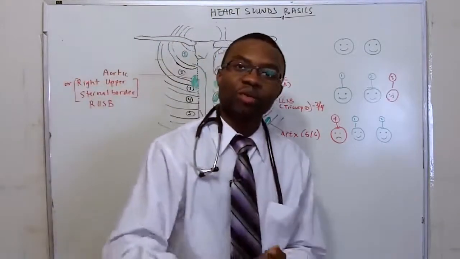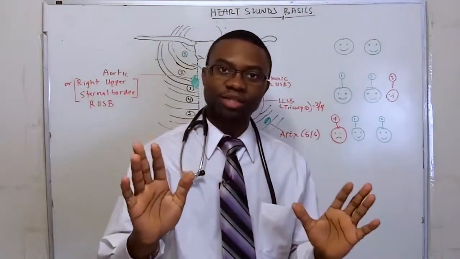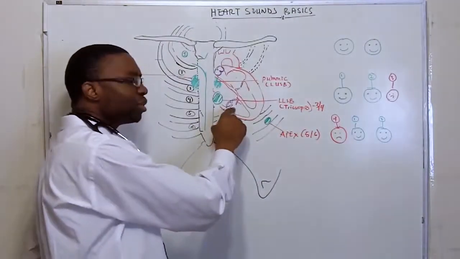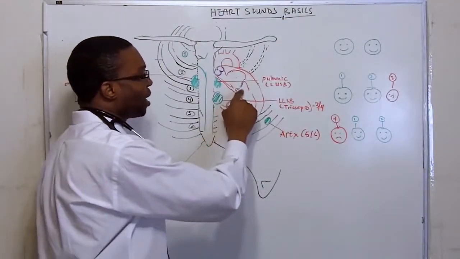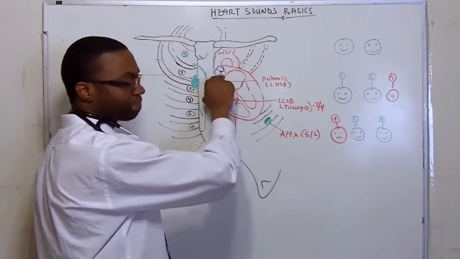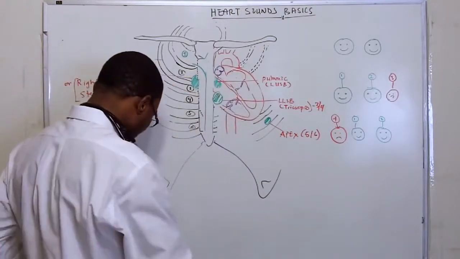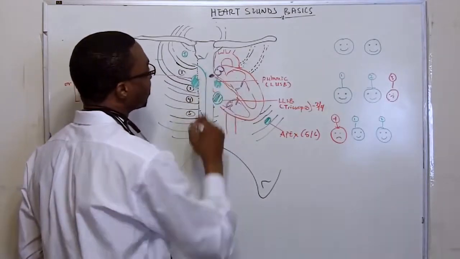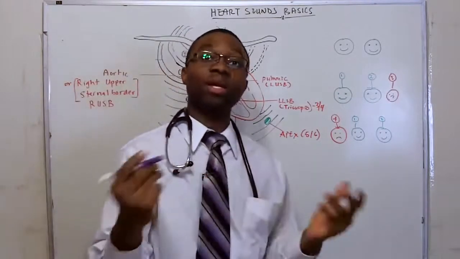but before we even go there, we have four valves in our heart. Let's start with the basics, okay? Four valves. We have the nice, beautiful tricuspid valve, the mitral valve, and the aortic valve. And one more valve I forgot to put in there. I might just put it in here, right here somewhere. That will be your pulmonic valve.